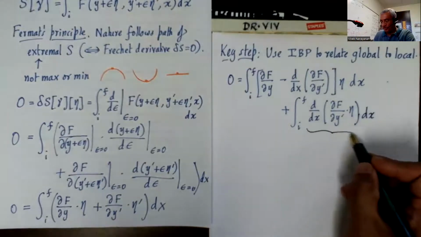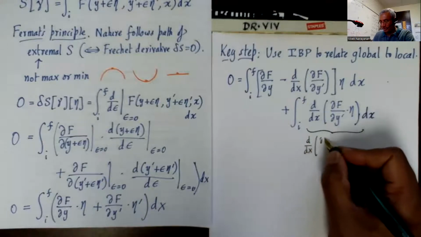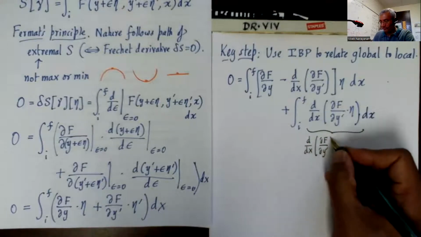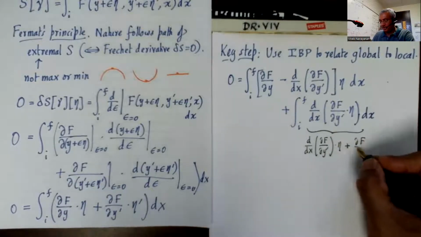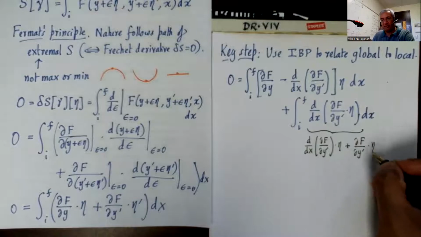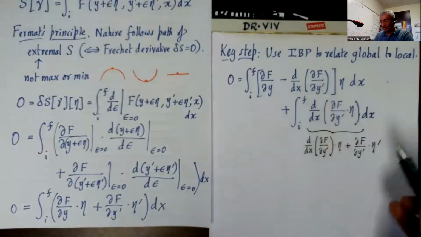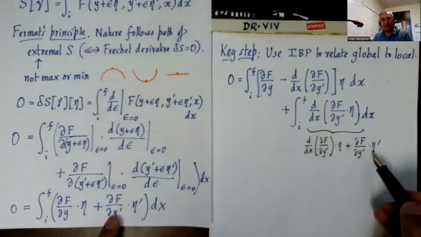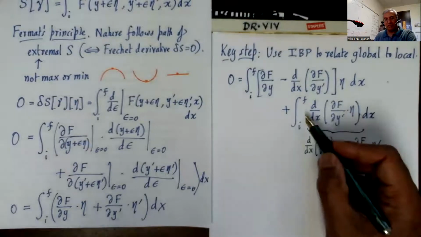This can be written as d by dx of del F by del Y prime times eta plus del F by del Y prime times eta prime, by the product rule of Leibniz. This will cancel with that. That will survive, and that is exactly what we have. So nothing illegal. Now, the beauty of this term is it's a pure boundary term.